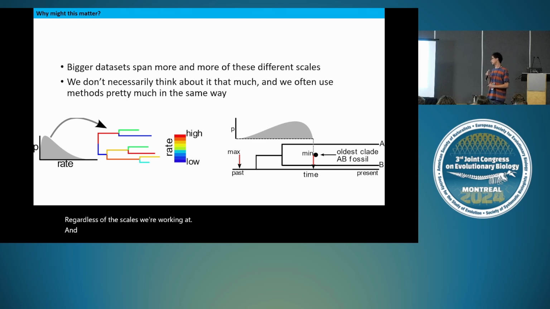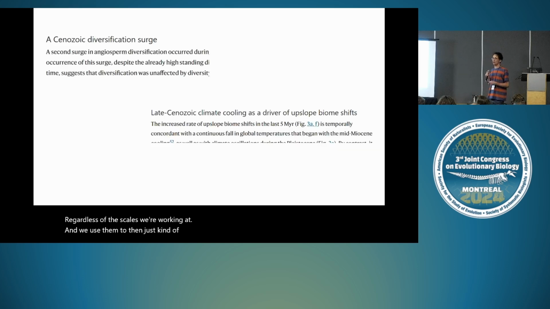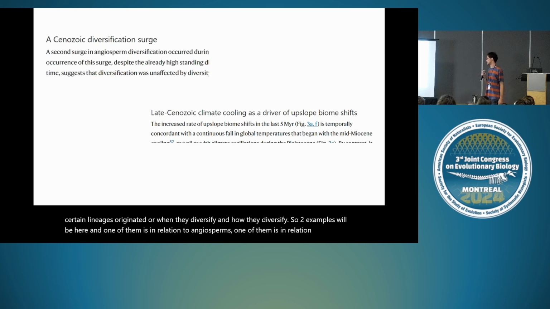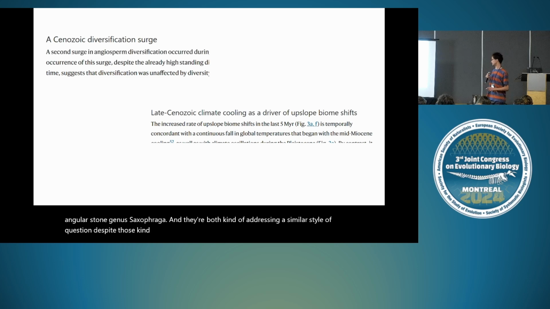And we use them to address questions about when and in relation to what certain lineages originated, or when they diversified and how they diversified. So two examples would be here. One of them is in relation to angiosperms. One of them is in relation to one angiosperm genus, Saxifraga, and they're both addressing a similar style of question, despite those quite profound differences in scale. So I guess those issues will be even more important if they cause appreciable differences in how methods actually work.